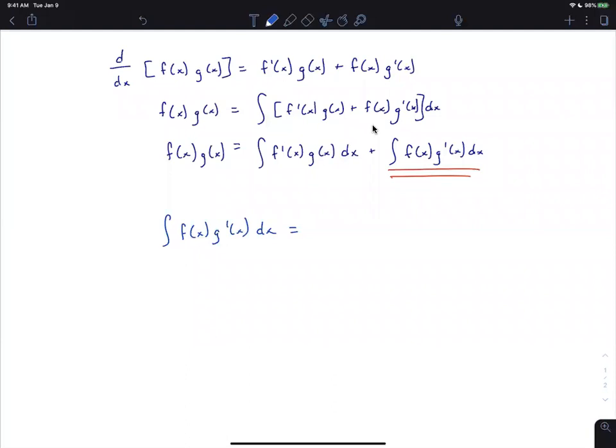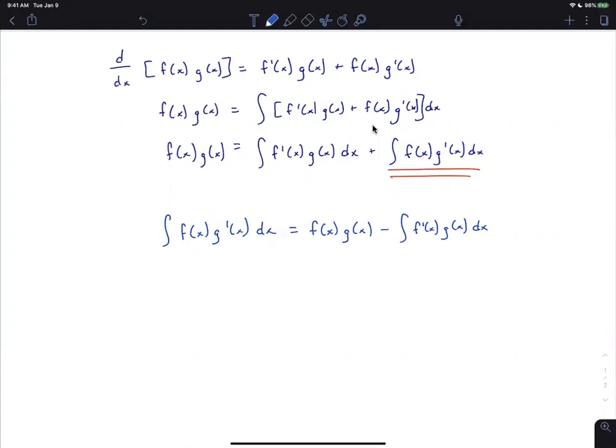Okay, so that's equal to f of x, g of x minus the integral of f prime of x, g of x, dx. Does that make sense? All right, any questions so far?